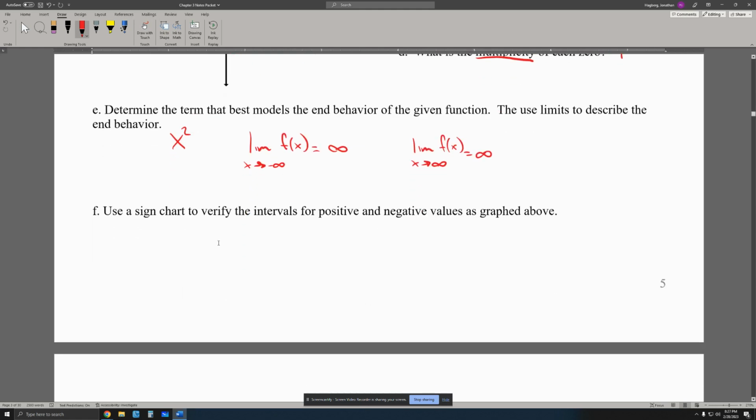Now I want to draw a sign chart to verify the intervals for positive and negative values graphed above. A sign chart is similar to a number line. It's just intervals for which the function is positive or negative. We construct this by labeling each of the zeros on the number line. So I notice we have zeros at 2 and 5.